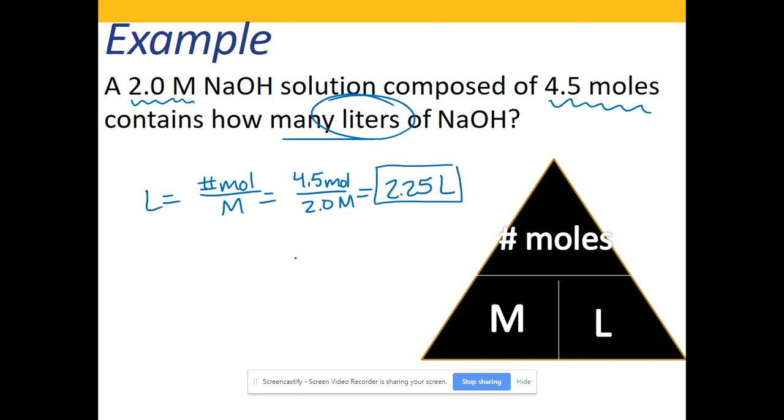If you want to double check your units, if we look at our equation right here, we have moles on top and we have molarity on the bottom. And we know that molarity is moles divided by liters, so we can plug moles divided by liters in. Moles cancel out, we have liters remaining.